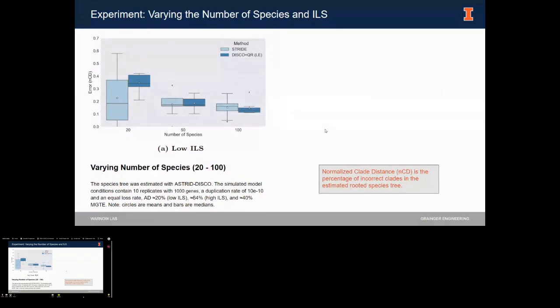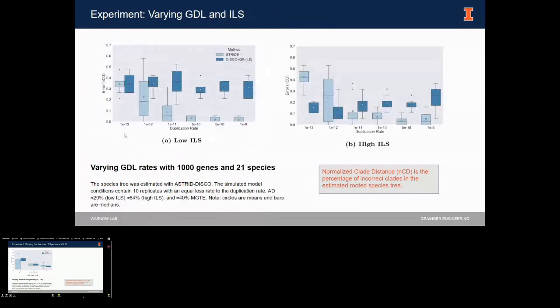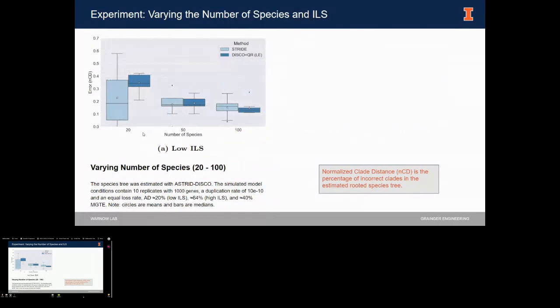When we vary the number of species, we see here low ILS in 20 species, which in our previous slide we were looking at 21 species. So a very similar condition. And we see that, unsurprisingly, low ILS stride is slightly better since DISCO+QR doesn't have as much signal. However, slightly more surprisingly, as the number of species increases, we see that the differences basically disappear. And especially here, there's virtually no difference whatsoever that's visible.